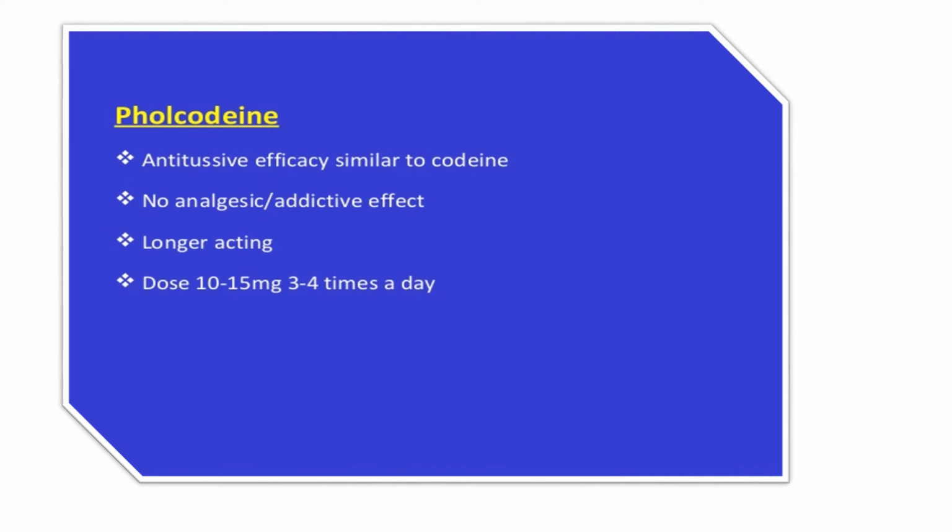Coming to the next drug, pholcodine, another antitussive with similar efficacy to codeine. It has no analgesic or addictive effect. Longer acting and is given at a dose of 10 to 50 milligram thrice a day. So these are the two drugs which come under opioid mechanism.